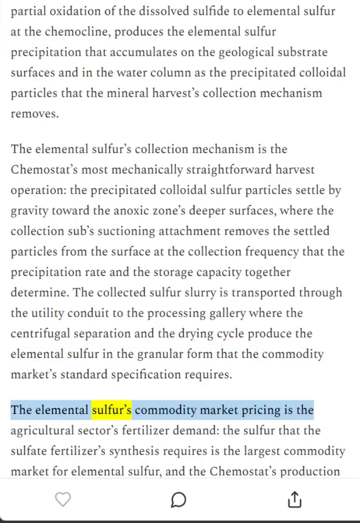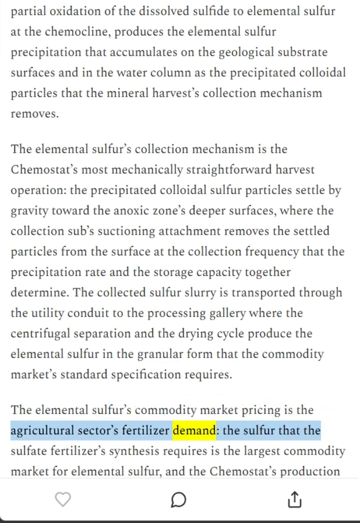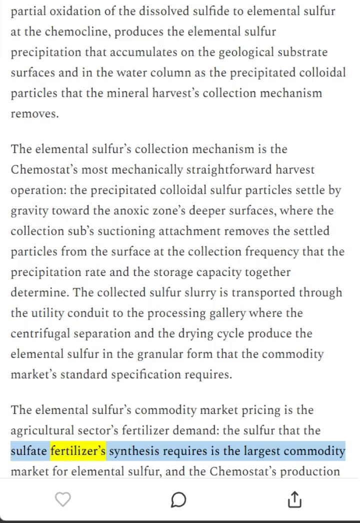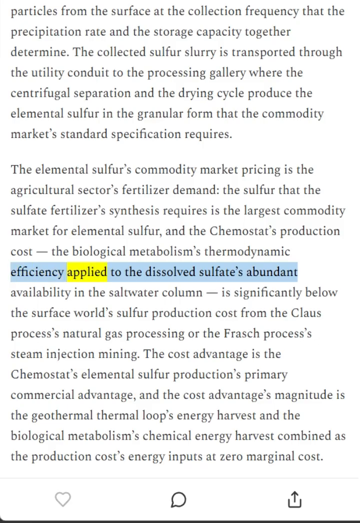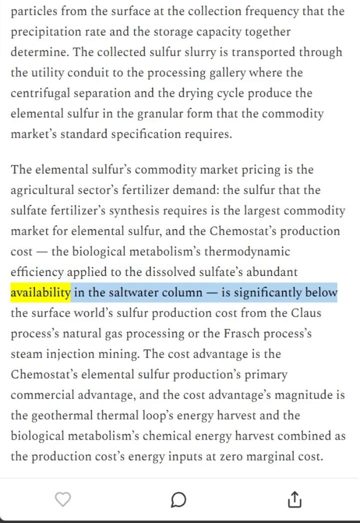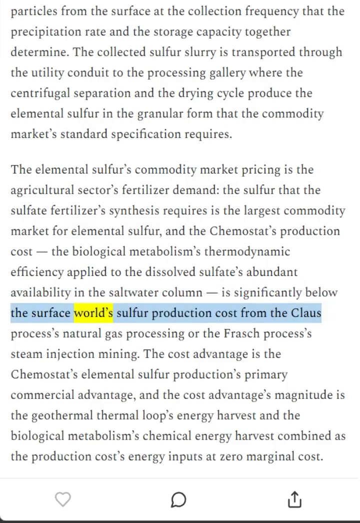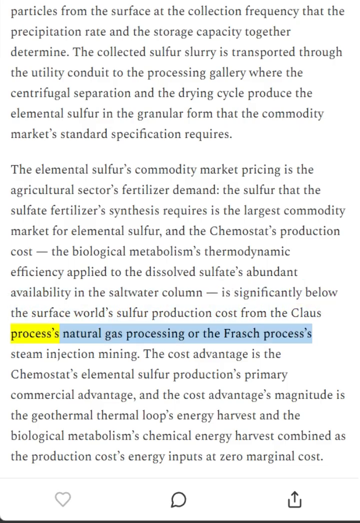The elemental sulfur's commodity market pricing is the agricultural sector's fertilizer demand. The sulfur that the sulfate fertilizer's synthesis requires is the largest commodity market for elemental sulfur, and the chemostat's production cost, the biological metabolism's thermodynamic efficiency applied to the dissolved sulfate's abundant availability in the saltwater column, is significantly below the surface world's sulfur production cost from the Claus process's natural gas processing, or the Frasch process's steam injection mining.